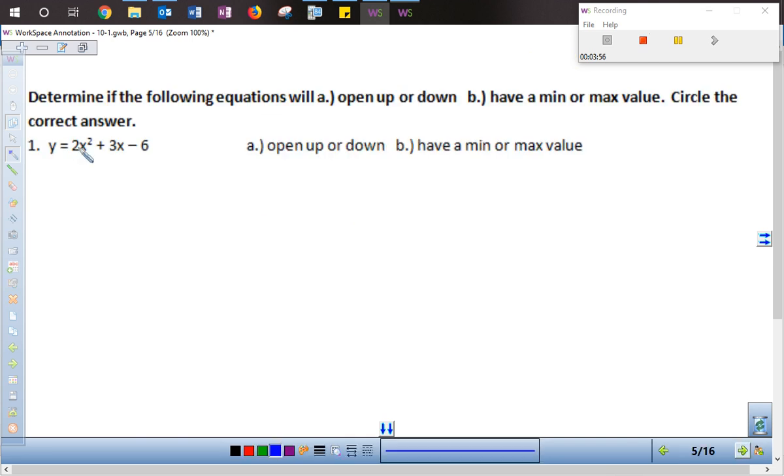So, on this problem here, let's look at the equation. Y equals 2x squared plus 3x minus 6. The a value is 2, the b value is 3, and the c value is negative 6. So from this a value, since it is positive, we can tell that our parabola is going to open up. That means it's going to look something like this. And that also means that its vertex down here is a minimum value.